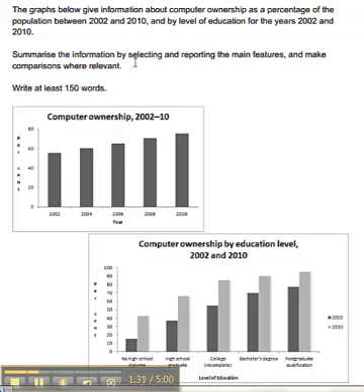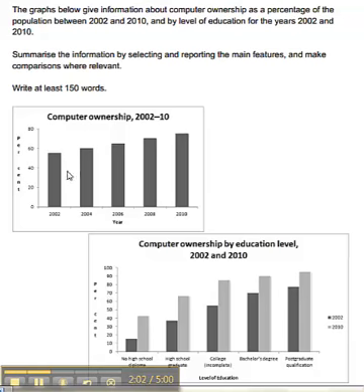Key thing here, we need to summarize the information. We're not going to give every piece of information on these charts. We're not expected to do that. We need to select and report the main features, not every feature, the main features, and make comparisons where relevant. If you want to get a higher band score, it is essential that you make comparisons horizontally across the graph, and also, if you can, between the two.